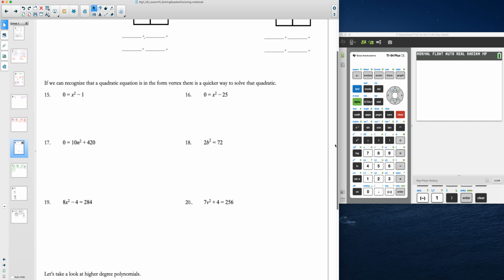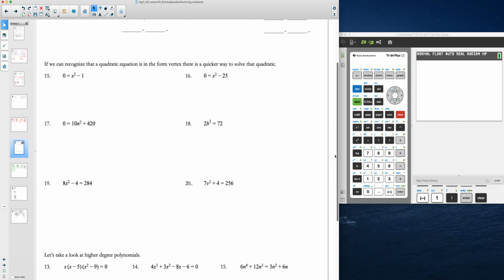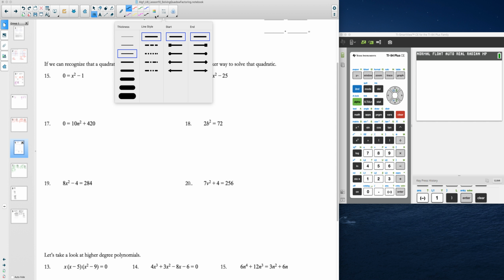Now, notice all of these have one thing in common. When I look at them, notice there's no b term. I don't see any x terms. I have x squared terms and constant terms. What that means is that we can just do our regular solving process. We don't need to go through factoring. We don't need to do any of that work. We can go right to what we've talked about this year with our solving process.